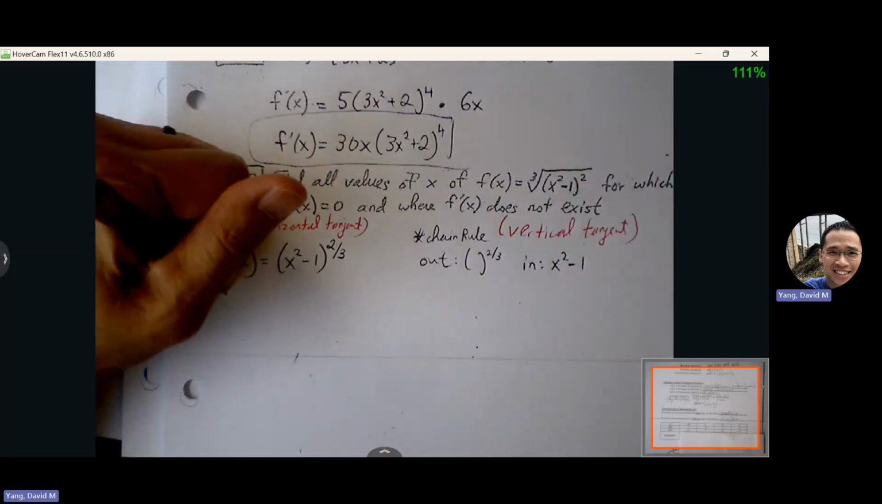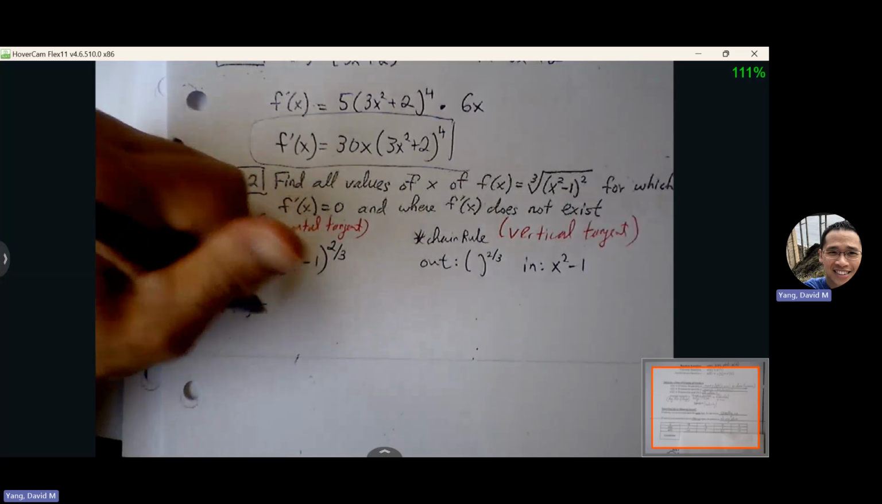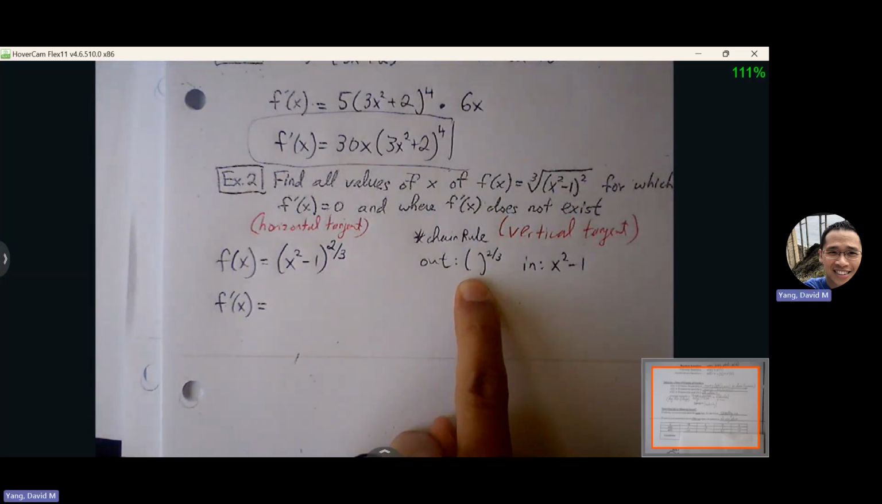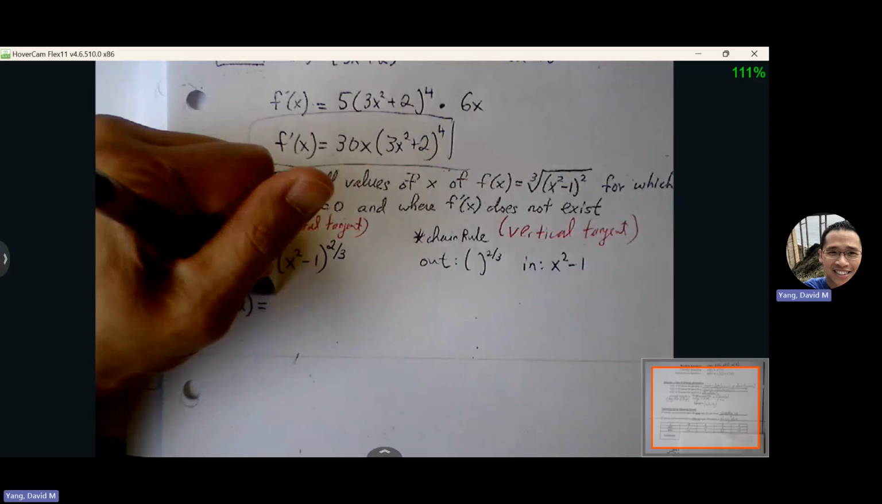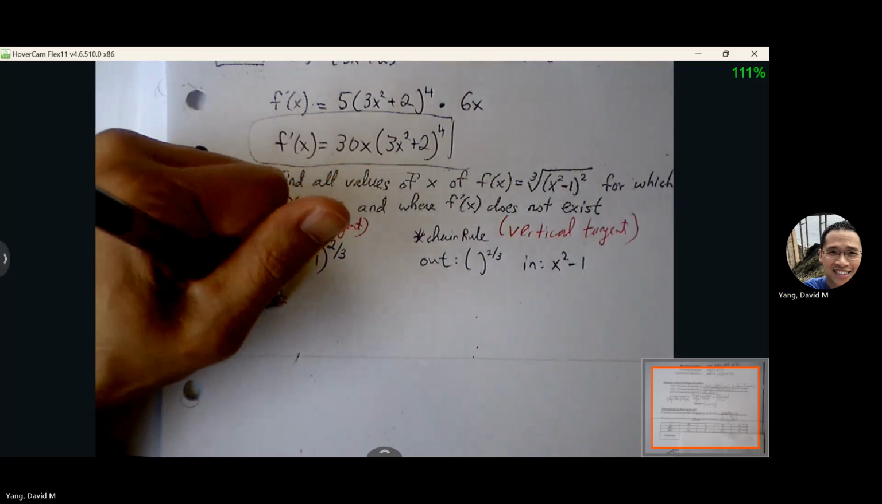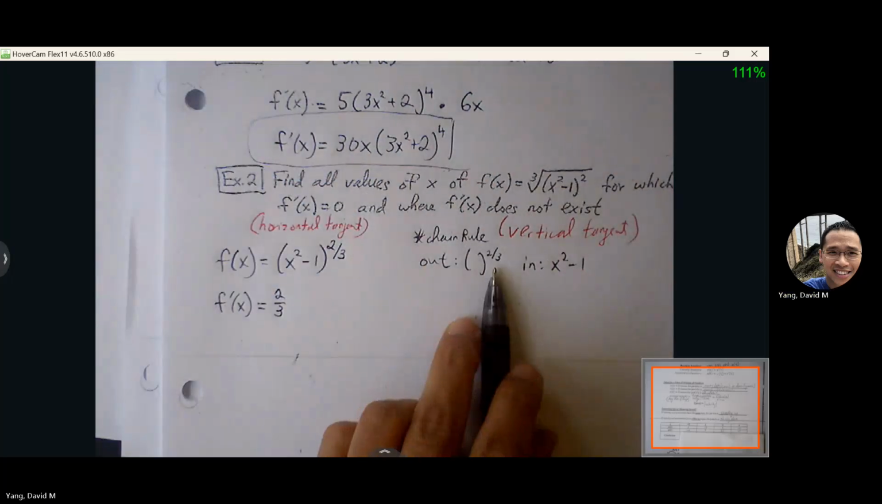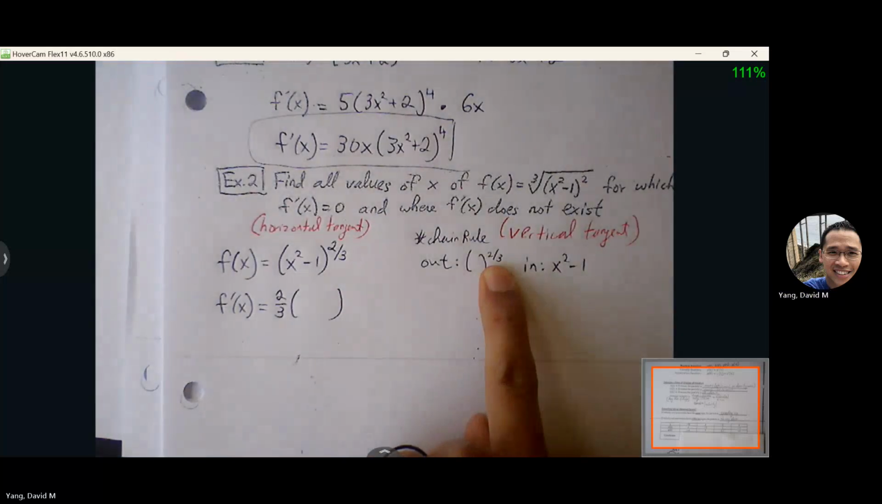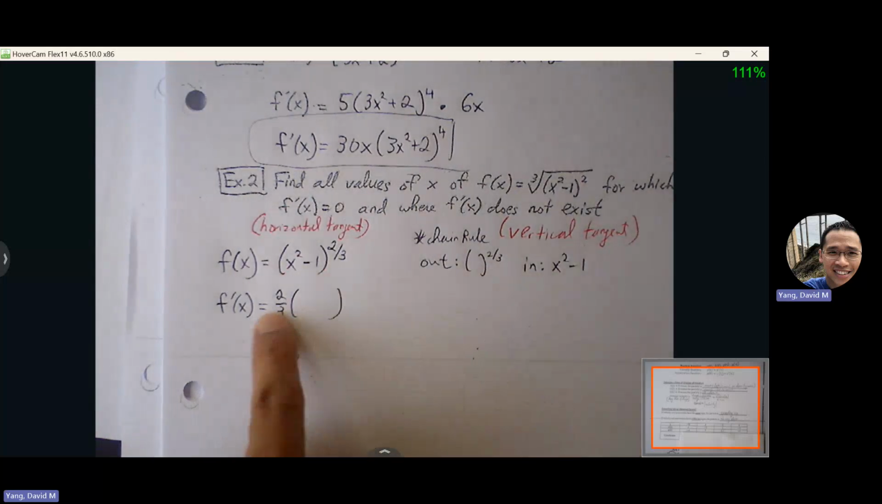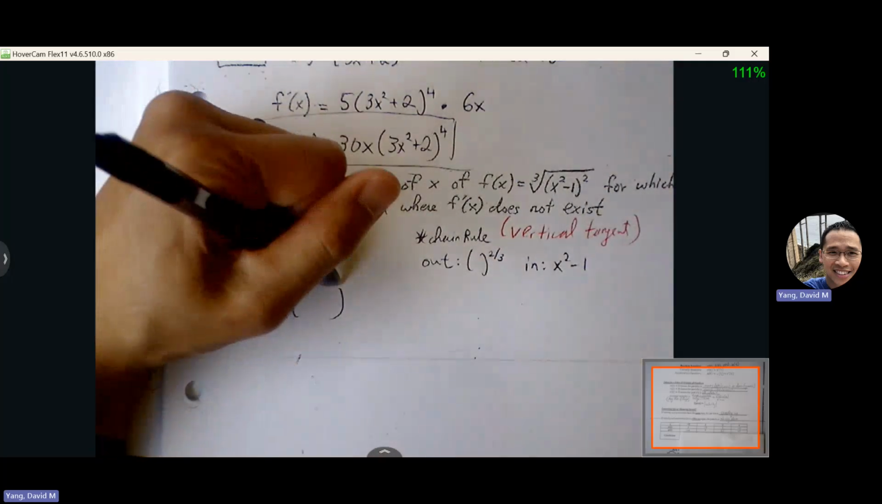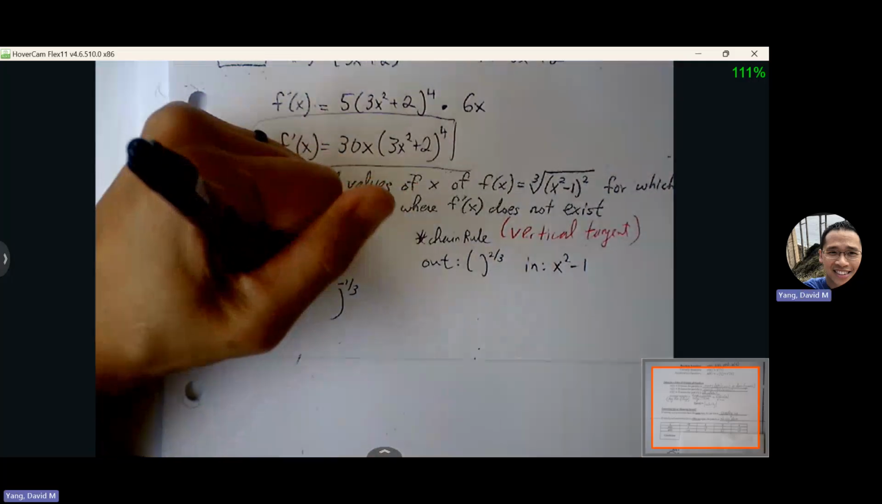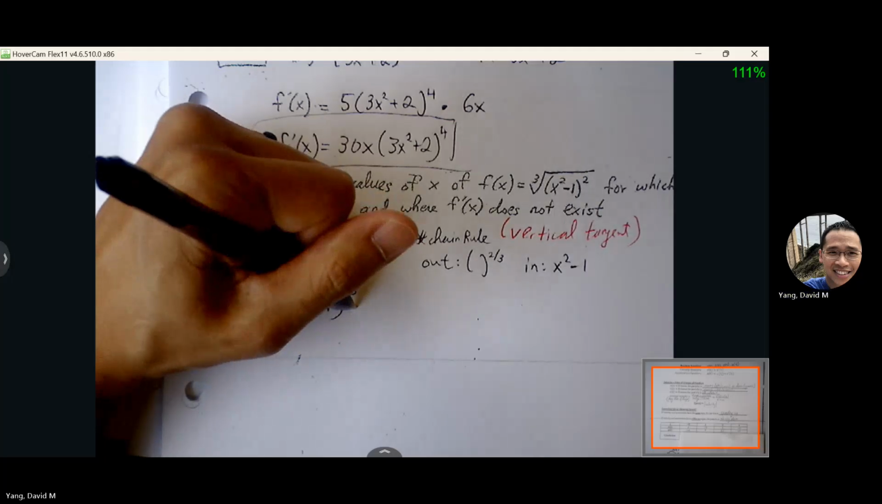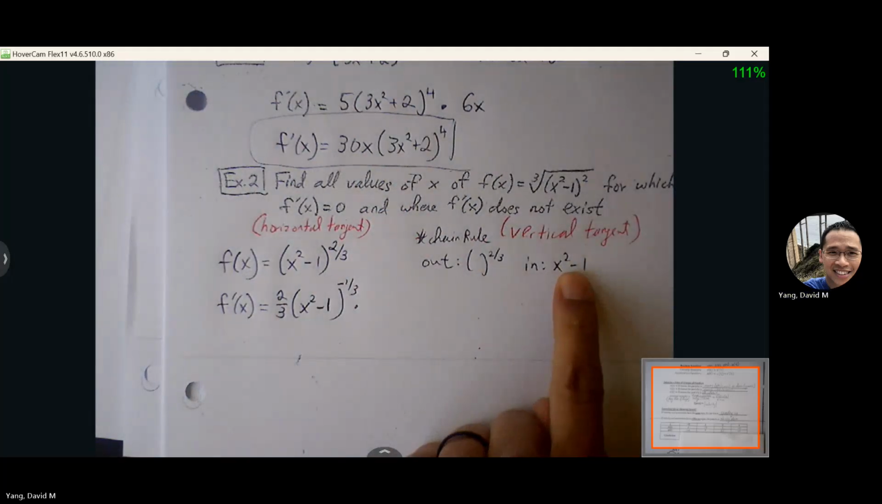So let's find f prime. Thank you. Okay. Yeah, good question. So outside's derivative becomes what? Two-thirds raised to the, we do power rule for this portion, right? Negative 1/3. Okay. Keep the inside intact. Times 2x, yeah.